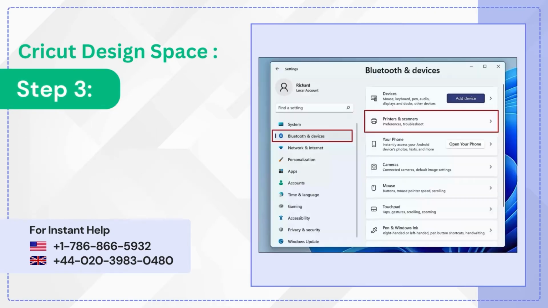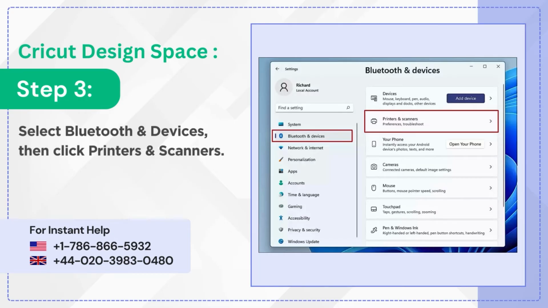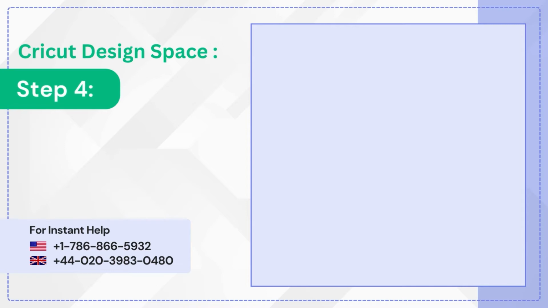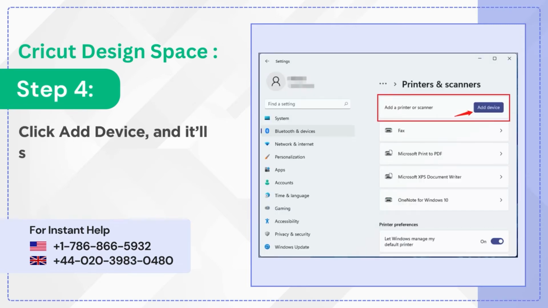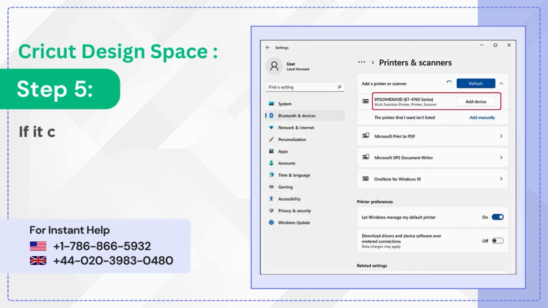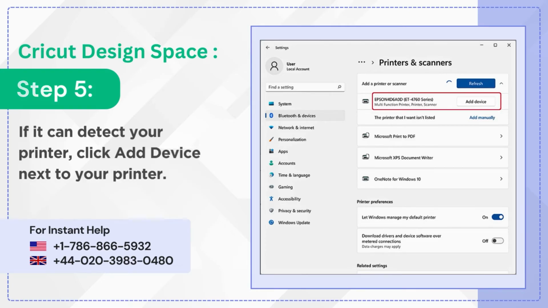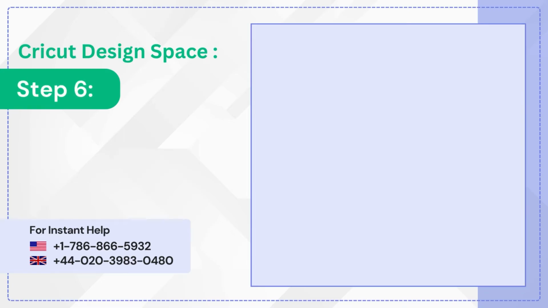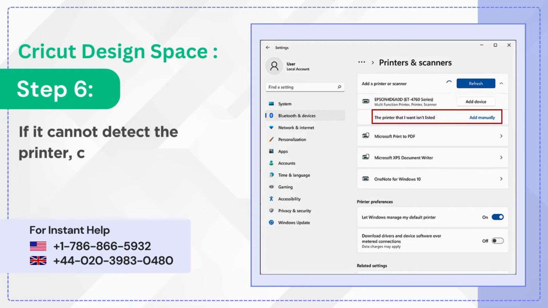Step 3. Select Bluetooth and devices, then click Printers and Scanners. Step 4. Click Add Device and it'll start searching for printers in the same network area. Step 5. If it can detect your printer, click Add Device next to your printer. Step 6. If it cannot detect the printer, click Add manually.